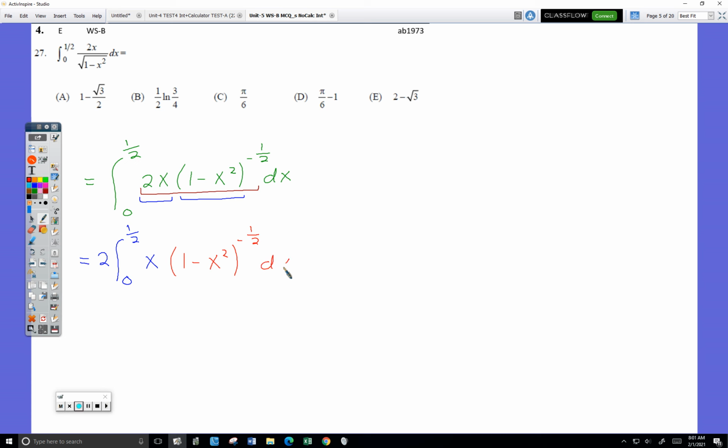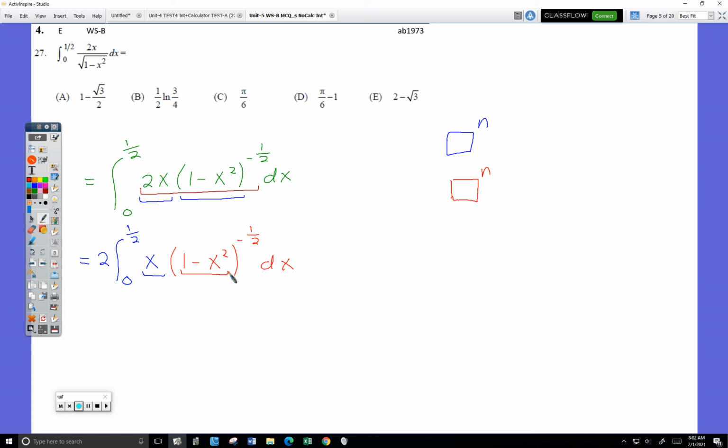The blue is of the form something to a number. So the blue is something to a number. The red is also something to a number. I always select U as the something. So one possible selection for U would be just X. The other selection for U would be just 1 subtract X squared.